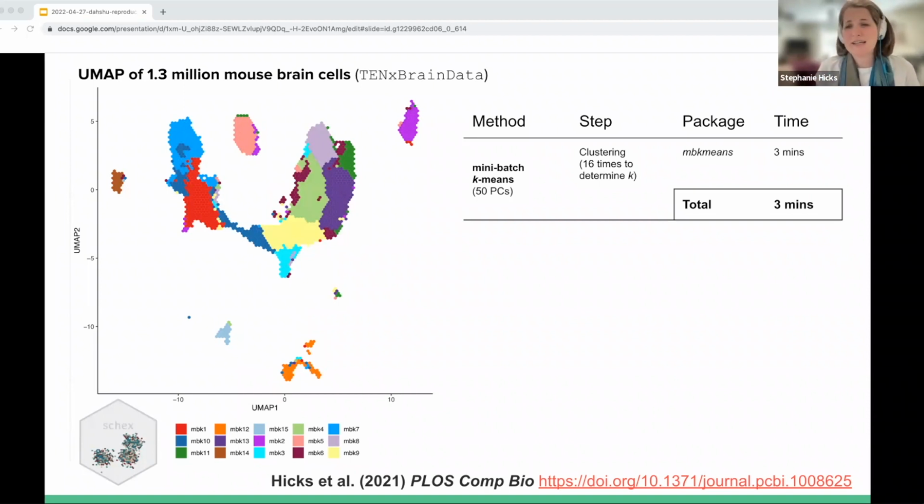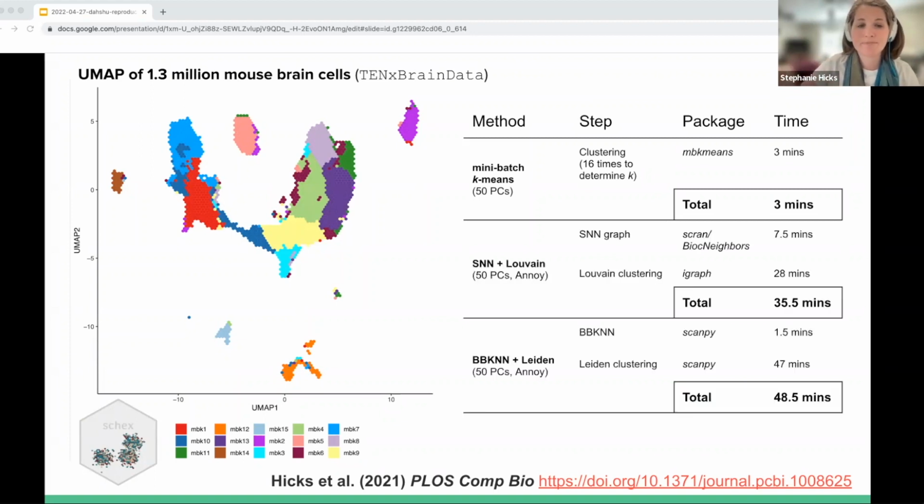So what did we do to get this? We took our full 1.3 million cells, we applied PCA, and we calculated the top 50 principal components. Then we applied mini-batch k-means to the 50 by 1.3 million cells. We clustered 16 times, meaning that we tried out k equals 5, k equals 6, k equals 7, and so forth. That whole clustering process took 3 minutes for the full 1.3 million cells.